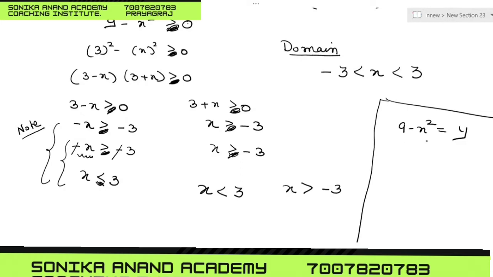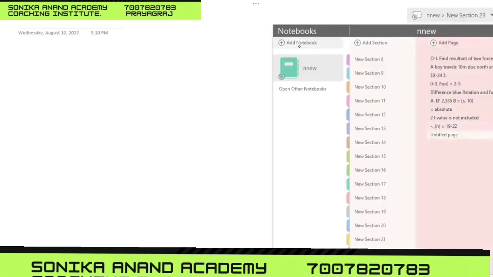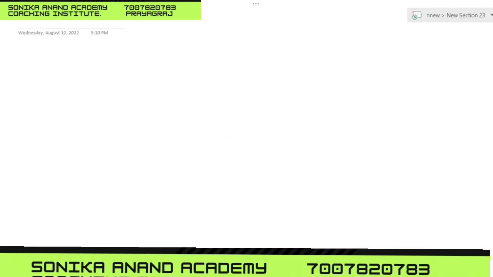How will you find the domain and range? So x square is equal to y minus 9. I will tell you in detail after that. You can understand: now for the range, the values must be positive. Only positive values are considered over here. I will give you some more examples in order to explain.